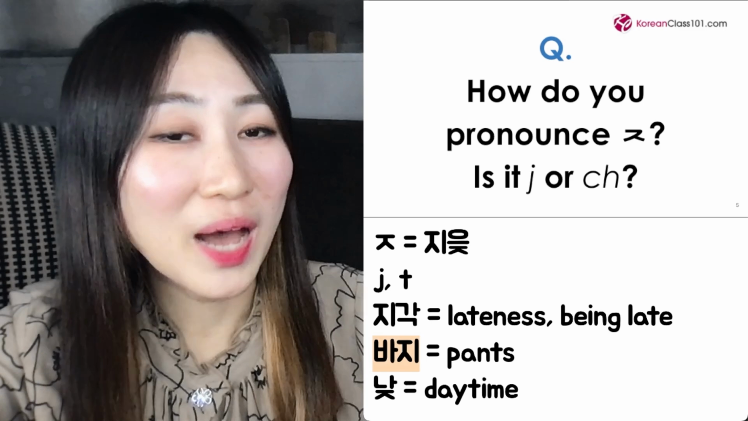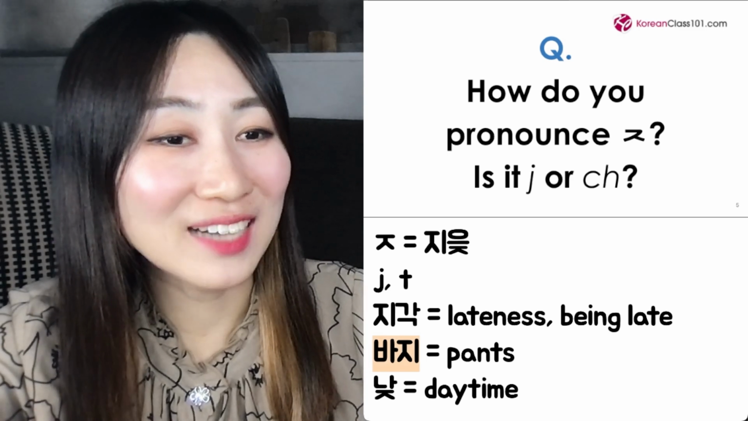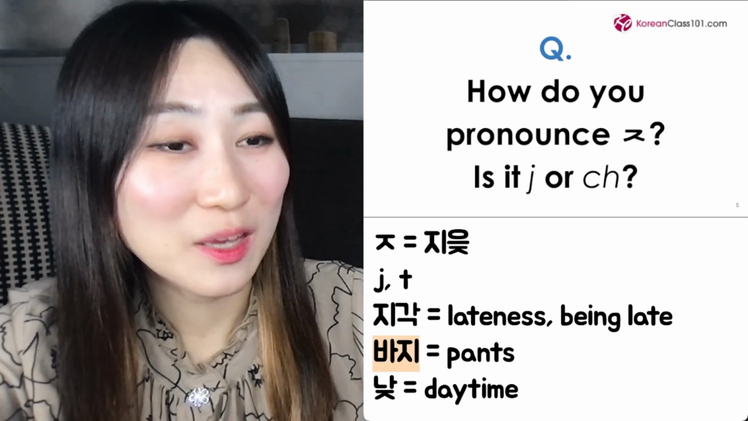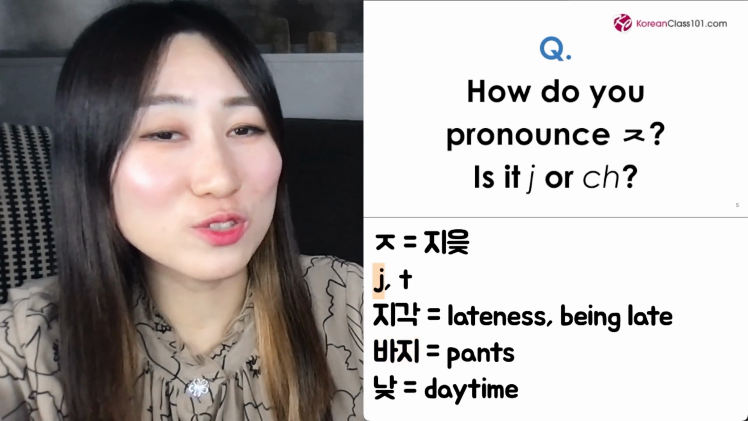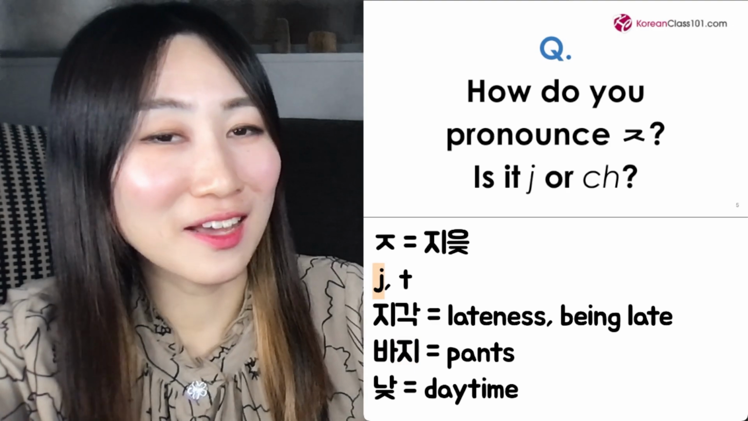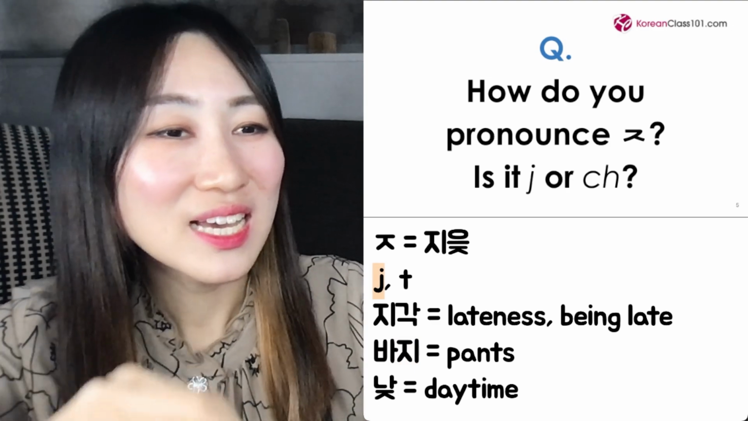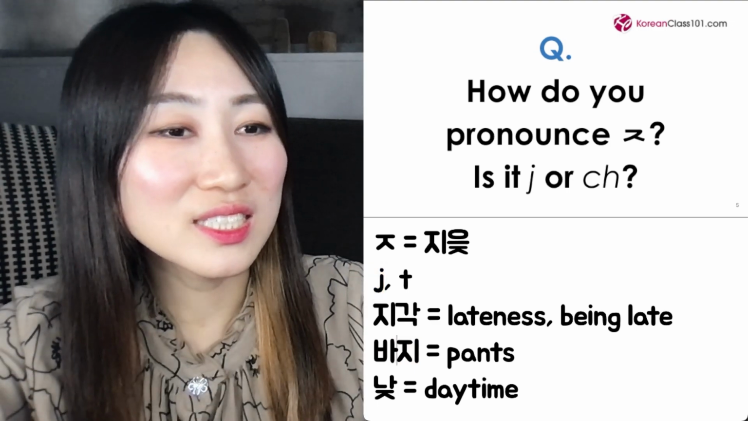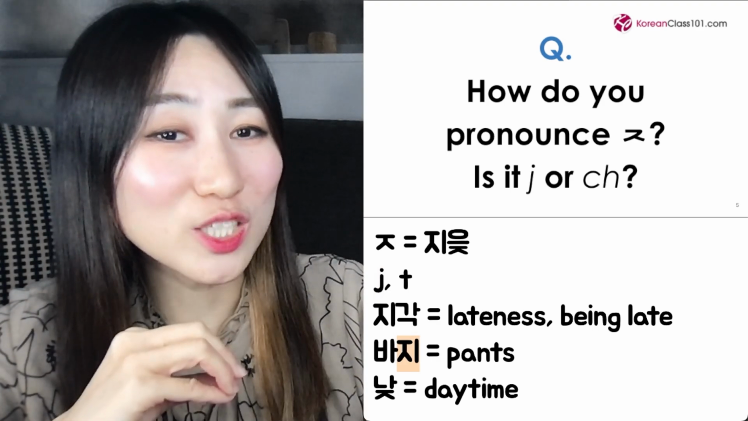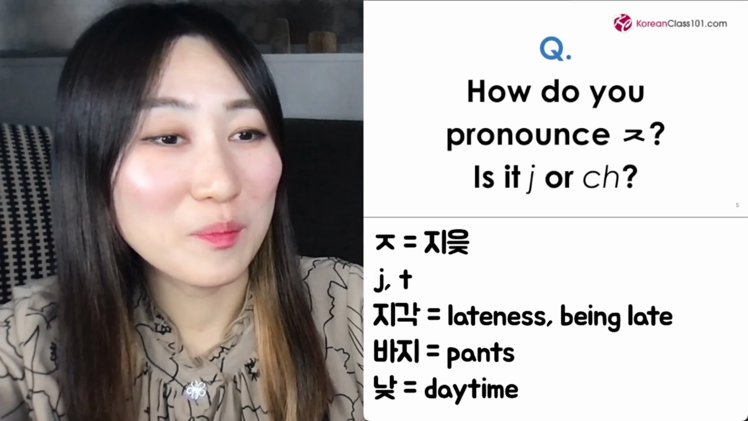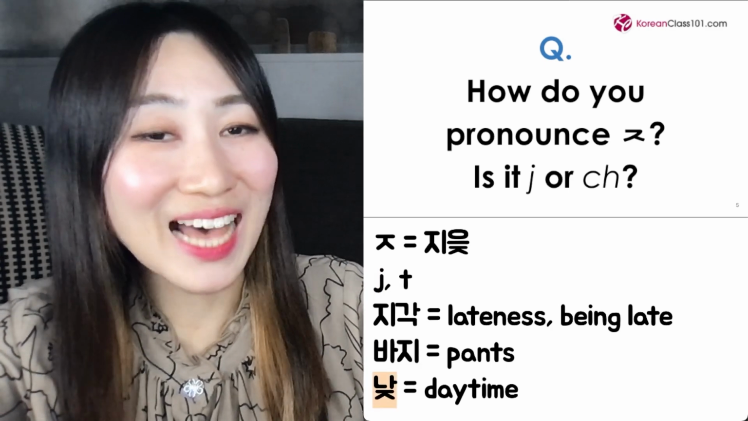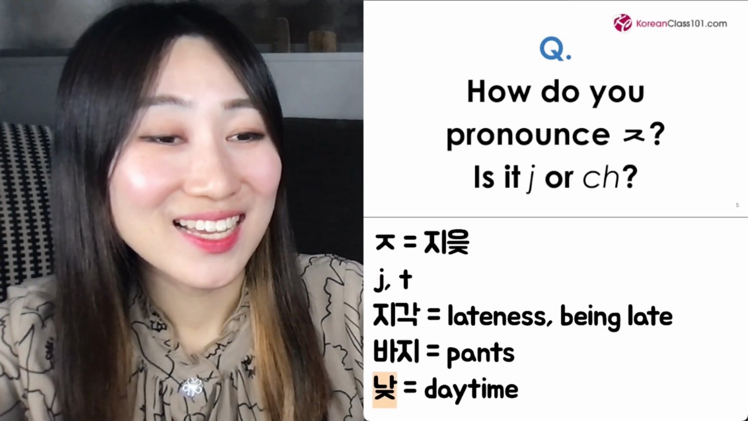How about this? 바지. It means pants. So it's not English J. It's not a strong J. It's 바지. When you pronounce this G sound here, it's similar to CH with less air, lower pitch. 바지.